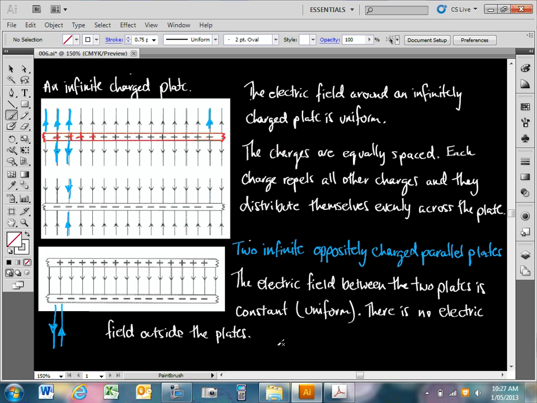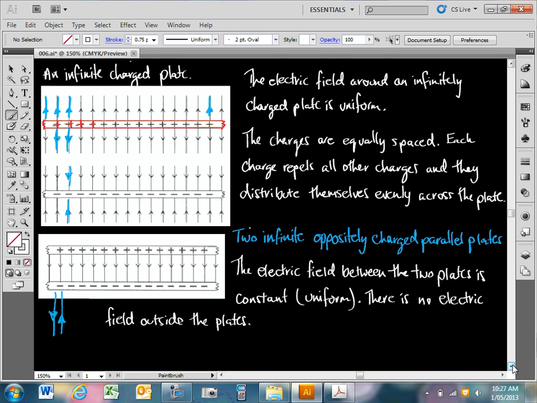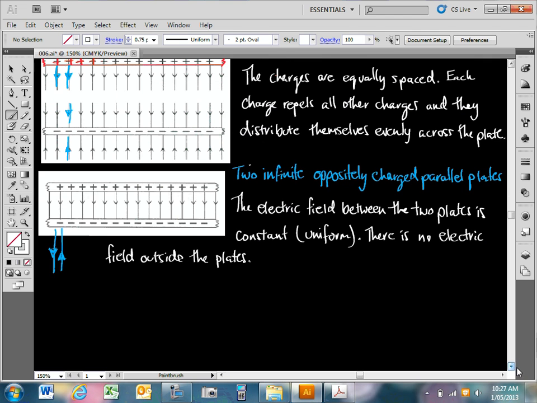Andrew, if you can prove that to me, I'll include it in the course. Okay. Prove it. You've got to prove it mathematically. What's that, by tomorrow? There's your homework. Okay, so no electric field outside the plates.